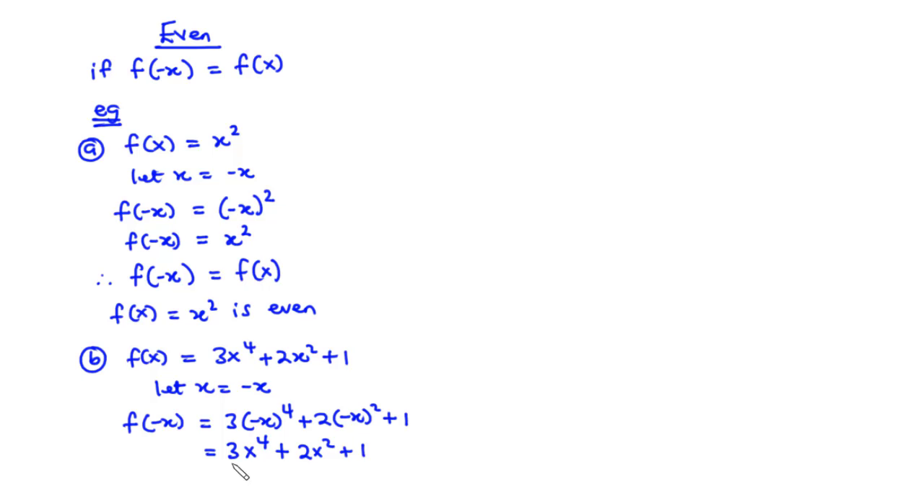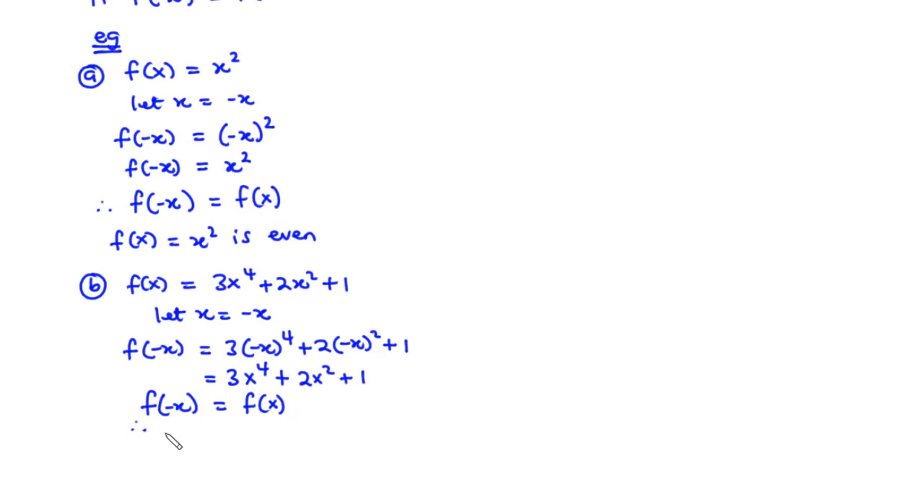Now you realize that this expression is what we have as f of x. Therefore f of negative x is equal to f of x. Therefore f of x equals 3x exponent 4 plus 2x squared plus 1 is an even function.